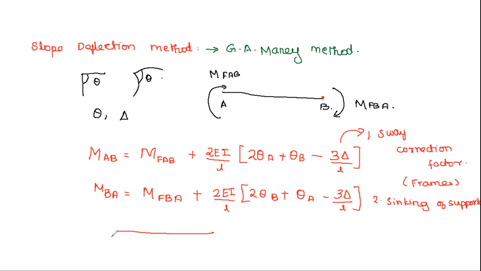So consider a beam ABC. Here the beam joint B sinks by 10 mm. So what will be the deflected shape? It will be like this. Here it sinks by 10 mm.